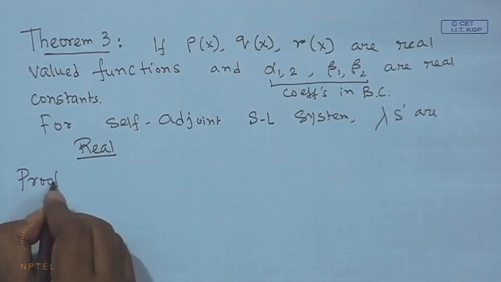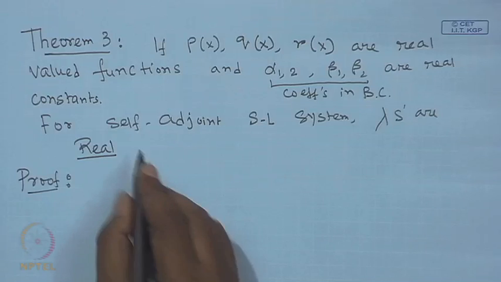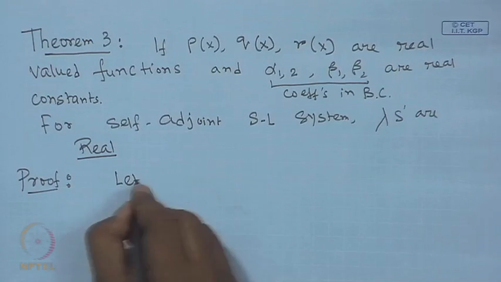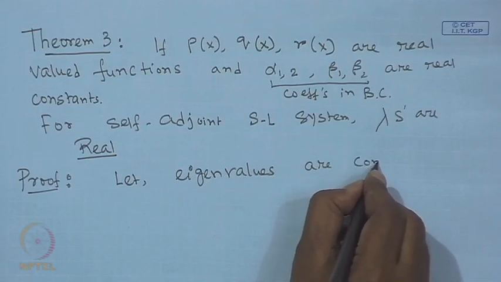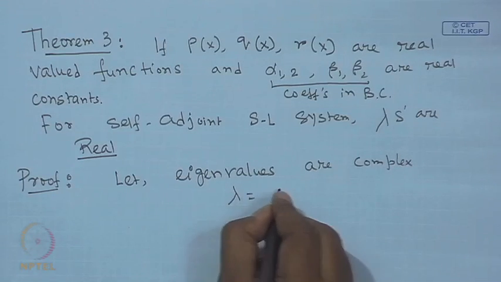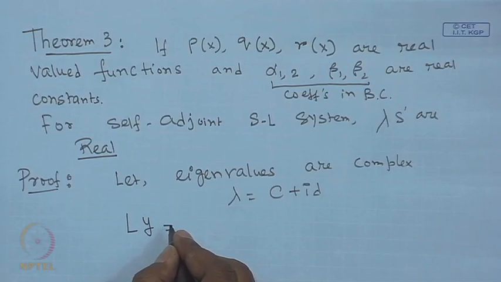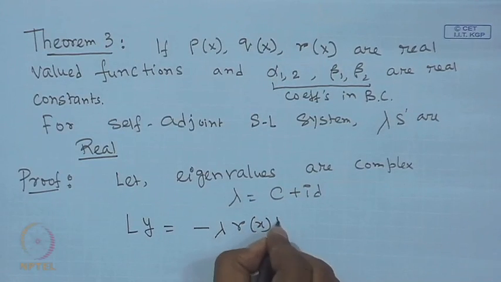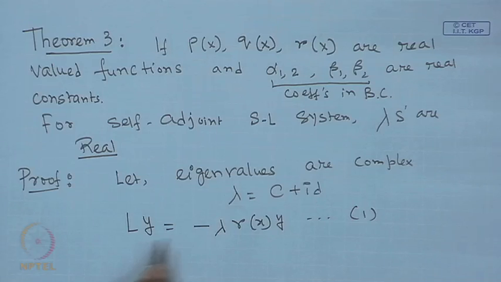So, let us prove this, and the proof goes like this. Let us assume that eigenvalues are complex. So, therefore, lambda is equal to c plus i d. So, it has a real part and it has an imaginary part. So, lambda is equal to c plus i d. So, we write the eigenvalue problem, L y is equal to minus lambda r y. So, this is equation number 1. That is a standard Sturm-Liouville problem. We take the complex conjugate of this equation.